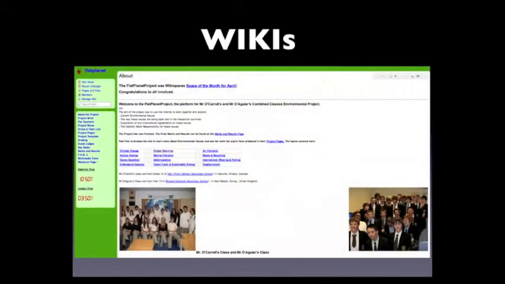One of the largest wiki providers, Wikispaces, makes wikis available for free to educators. This is one of many online pages where a wiki website called Flat Planet was developed by two classes wanting to build collective knowledge about environmental issues. One class in Ontario, Canada, the other in New Malden, United Kingdom.